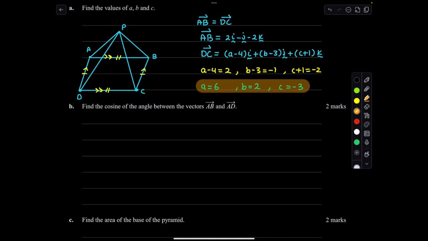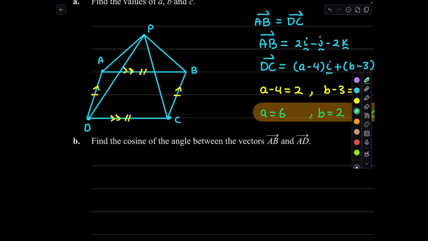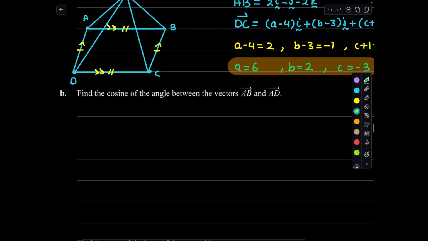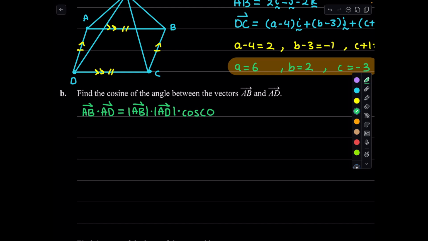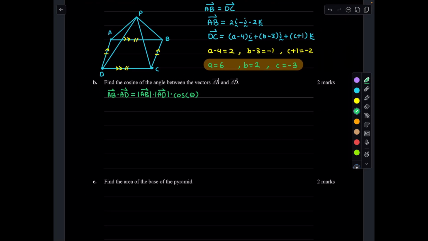Find the cosine of the angle between the vectors AB and AD. Okay, so if we're finding the cosine, you're basically finding this angle here. So AB is that and AD is that. We're finding the cosine of this angle over here, actually. So, of course, it's really easy. Isn't it just AB dot AD equals the magnitude of AB times the magnitude of AD times cosine theta. That's what it is. I'm not going to lie, this is really, really easy because it's 2 marks.